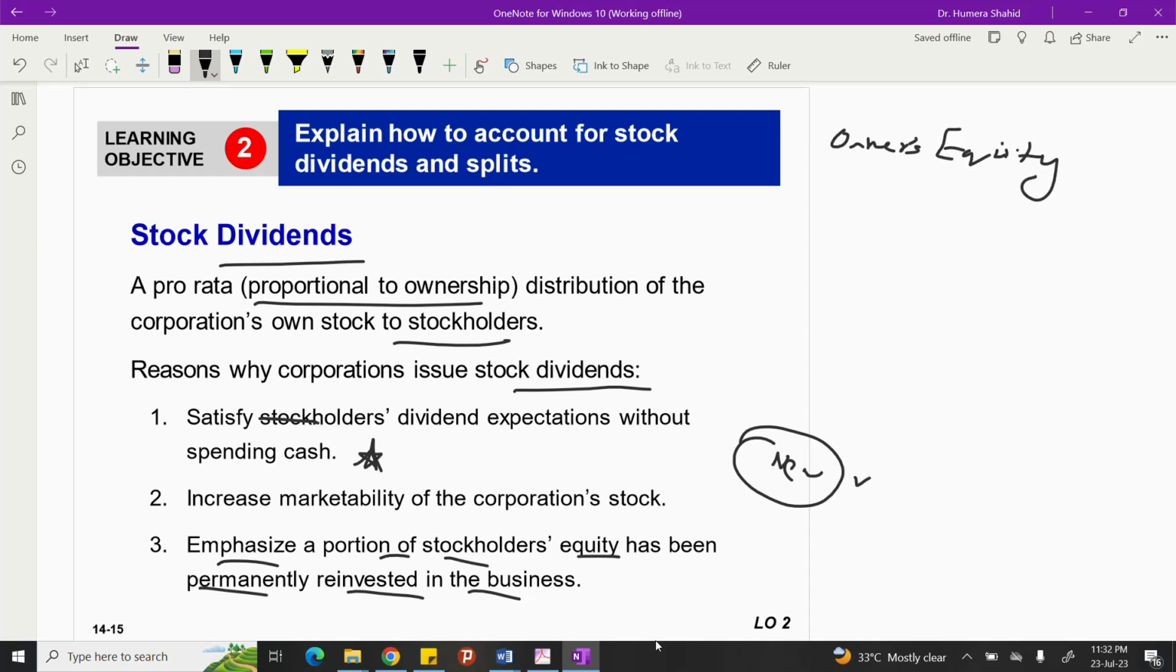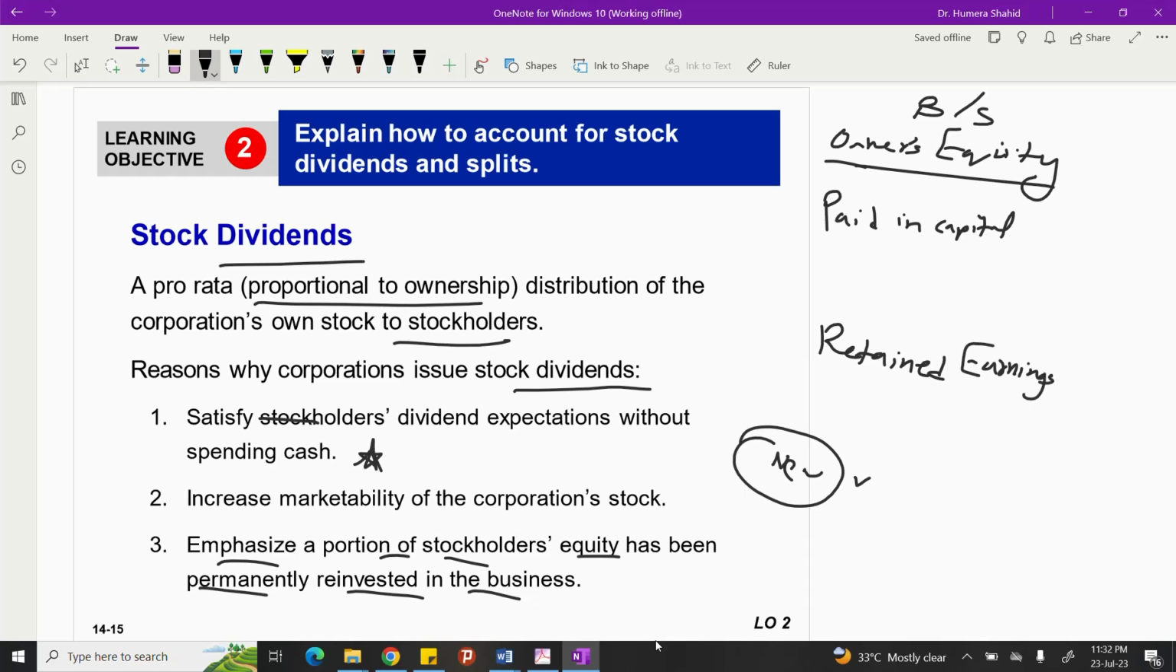If you remember from the previous chapter, we have made the balance sheet, the owners' equity section, many times. So the first part is paid-in capital, and the second part is retained earnings. In the paid-in capital, we have common stock and preferred stock. Preferred stock comes first, common stock comes after.